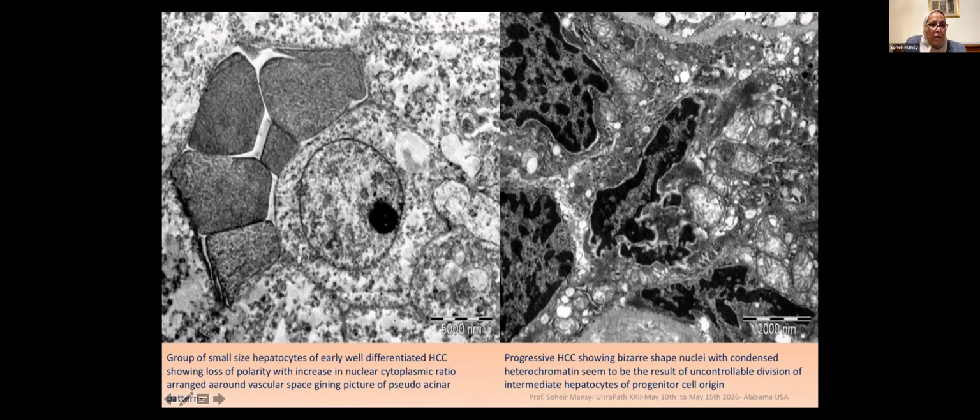A case of HCC: a group of small-sized hepatocytes of early well-differentiated HCC showing loss of polarity with increased nuclear-cytoplasmic ratio, arranged around the vascular space, giving a picture of a pseudo-acinar pattern. Here, progressive HCC shows bizarre-shaped nuclei with condensed heterochromatin, which seem to be a result of uncontrollable division of intermediate hepatocytes of progenitor cell origin.